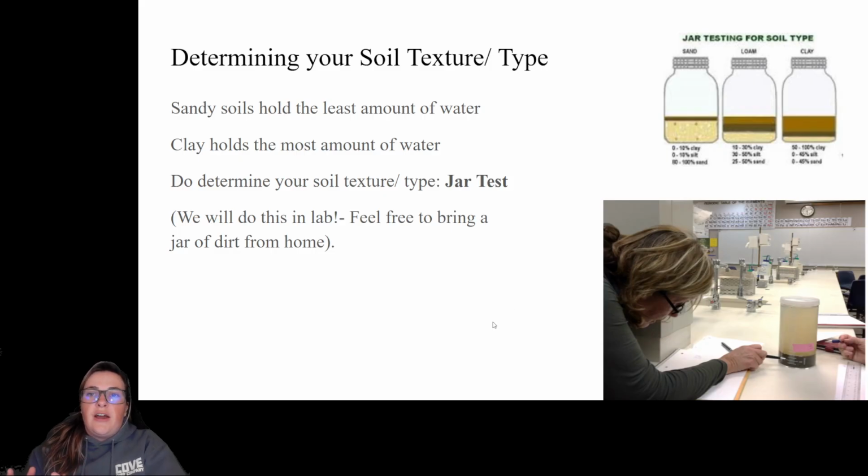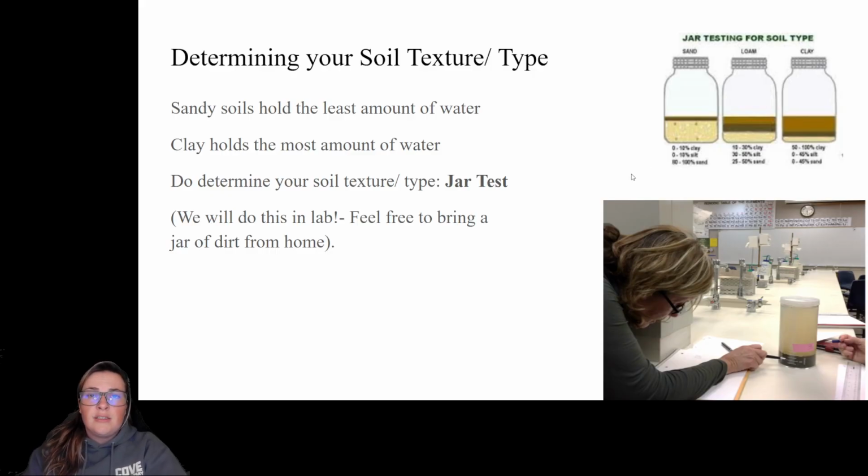So here's a picture of that jar testing method I was talking about, right, where you fill up the jar and then you put in a little bit of soap so that way it works like as a surfactant. You mix it up really good and then you let it settle overnight. Then you can measure out the percentages of each layer, right? And then you can use that triangle to determine what your soil type is.